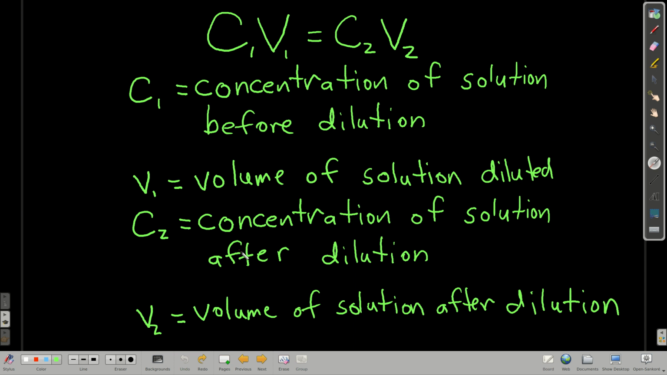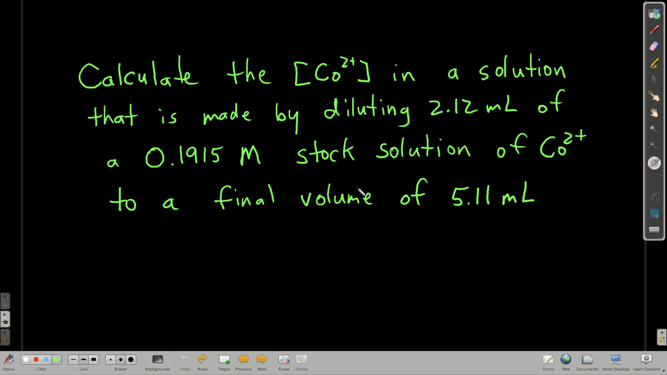One thing real quickly back here, it doesn't matter what units your volume is in as long as it's in the same units on both sides. So liters and liters, milliliters and milliliters, heck, quarts and quarts, bushels and bushels, doesn't matter. Here, we're just going to keep it as milliliters. So let's work it out.